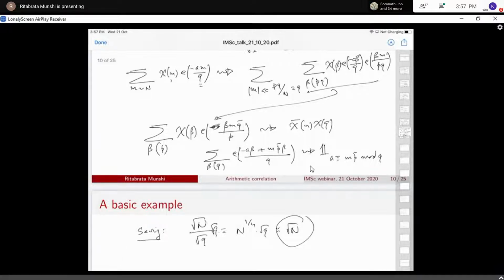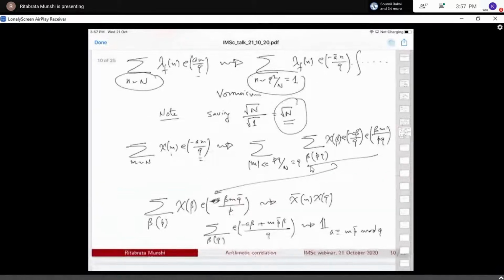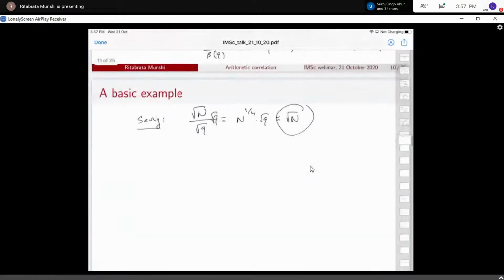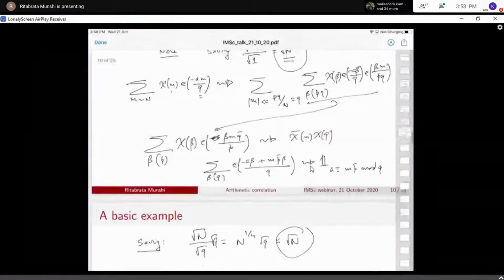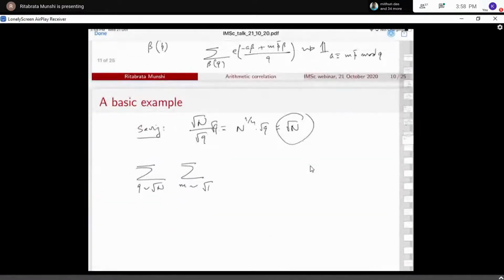Okay, so in the first step, when you apply Voronoi, you save root n. Now we are also saving root n. So together we have saved n. Now we have a sum over q of size root n. A got evaluated. You can ignore n, n is of length 1. And then we have a sum over m of size, yeah, m is of size q, which is also root n.